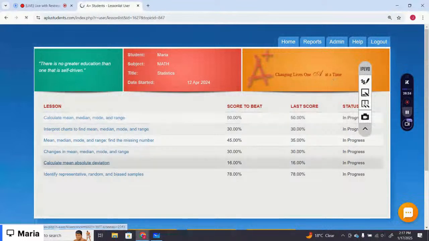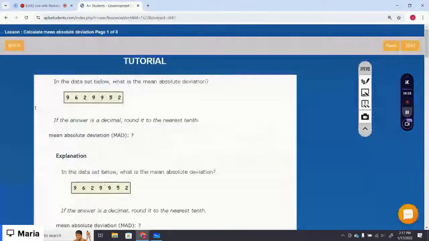The next lesson is calculate mean absolute deviation. So let's just see how do we calculate the mean absolute deviation. In the data set below, what is the mean absolute deviation? You are given a data set, you need to calculate the mean absolute deviation.